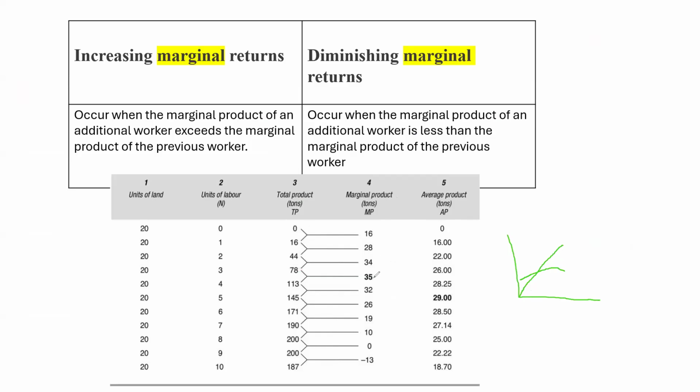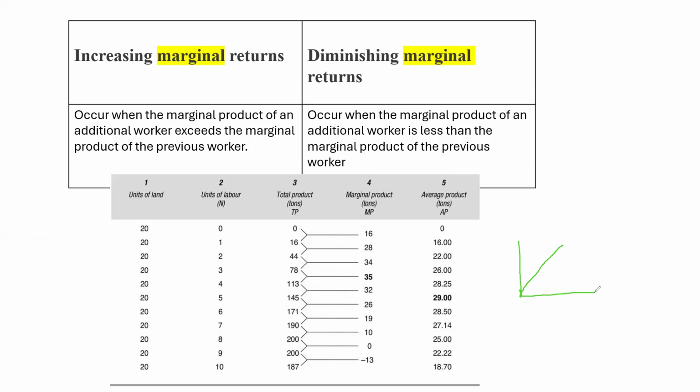Then your marginal product reaches the maximum point. I just want to clear something out so I can show the maximum here. So it's increasing, then it reaches a maximum. So let me just see. Okay, so I'm just trying to be neat.